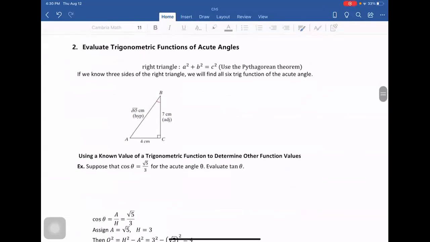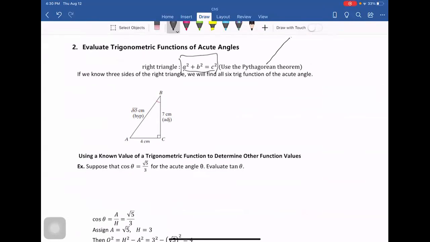Evaluate the trigonometric functions of acute angles. Here is the Pythagorean Theorem. In the right triangle, c is the longest side, that's the hypotenuse. a and b are the 2 legs, this one and this one. And the relationship is a squared plus b squared equals c squared. We will use this very often in our following questions. If we know these sides in the right triangle, we can find all 6 trig functions of the acute angle.